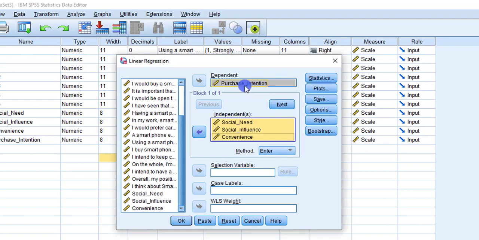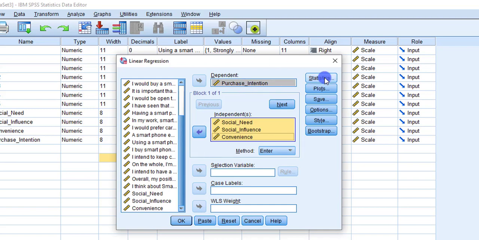It is not a dichotomous variable, it is not a binary variable. For example, if the dependent variable is gender, you will not be able to apply linear regression. For that, you have to go for some other analysis like logistic regression or some other, right?